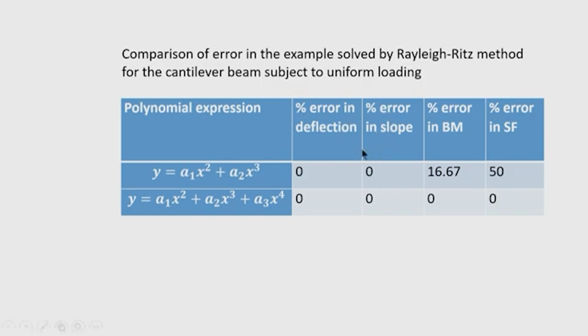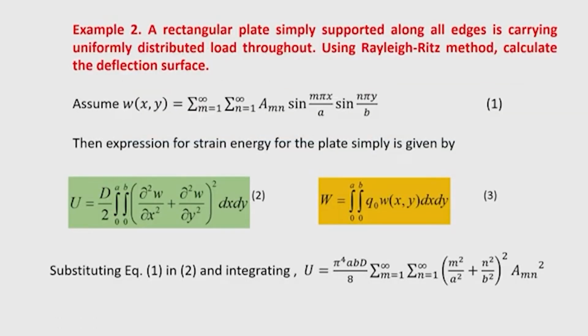So, comparing this result from the Rayleigh's method with the standard value, we can now compare the errors. You can see that if the deflection function is properly chosen to satisfy the boundary conditions and contains a sufficient number of terms, we can obtain an acceptable result. Now, we give a plate problem example.